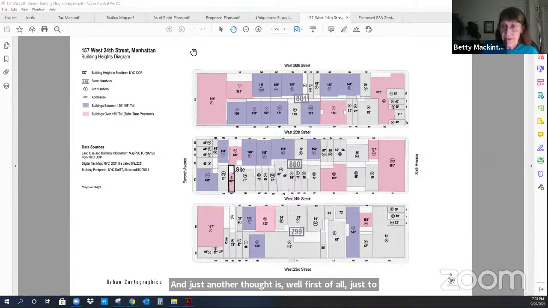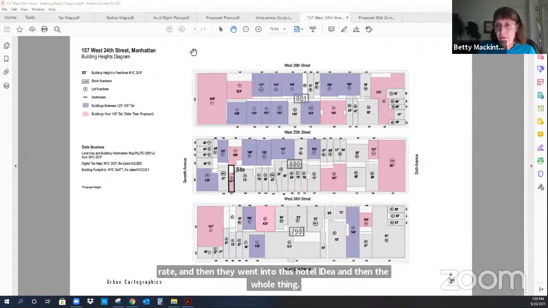Right. Just another thought. First of all, just to go back to Pam, it was never a townhouse, as my reading of the history of that building is that it was a factory. Then long ago they got a BSA variance to put 2 residential units over commercial or factory use. That would seem unlikely over a factory, but at any rate, then they went into this hotel idea, and then the whole thing kind of fell through.